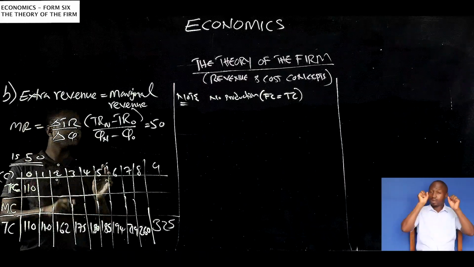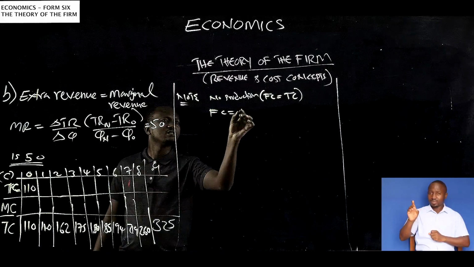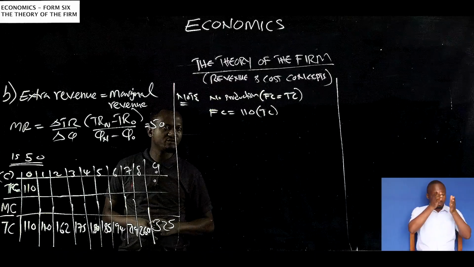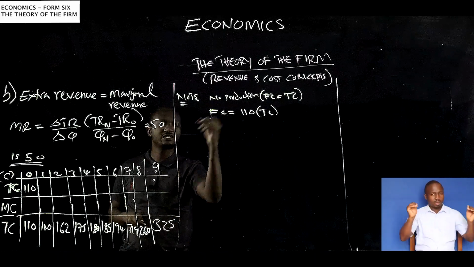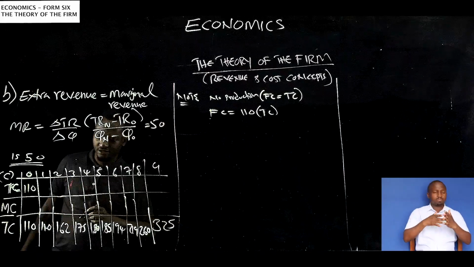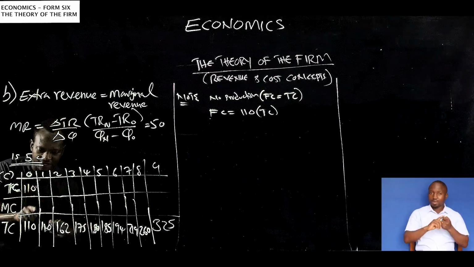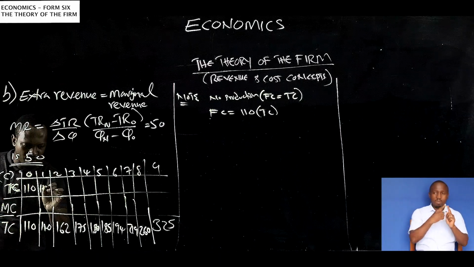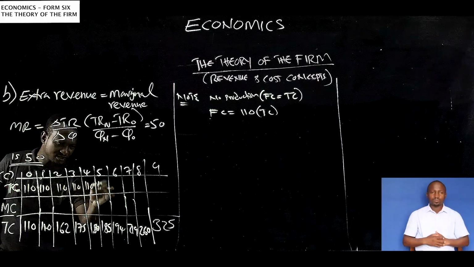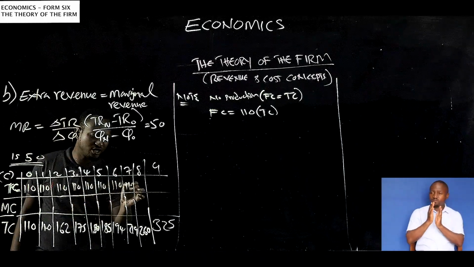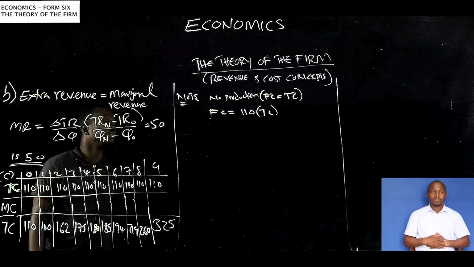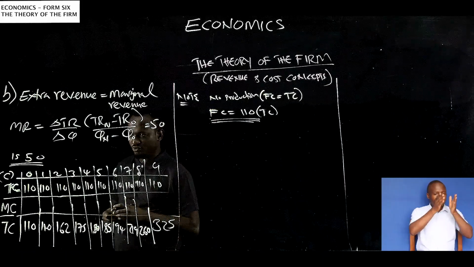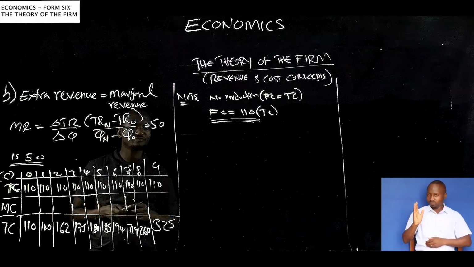Fixed cost is not changing at all levels of output. Fixed cost is the same. That's why we call it fixed. It is static. So if at 0 it is 110, even at 1, at 2, at 3, at 4, at 5, up to 9 it will be the same amount, 110. So this is fixed cost at all levels of output as we see in our solution.